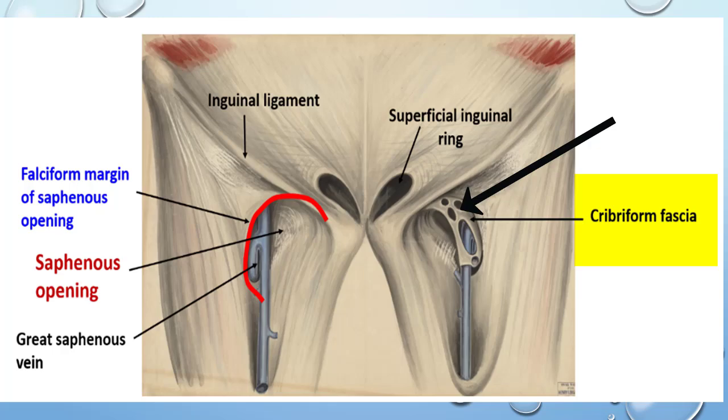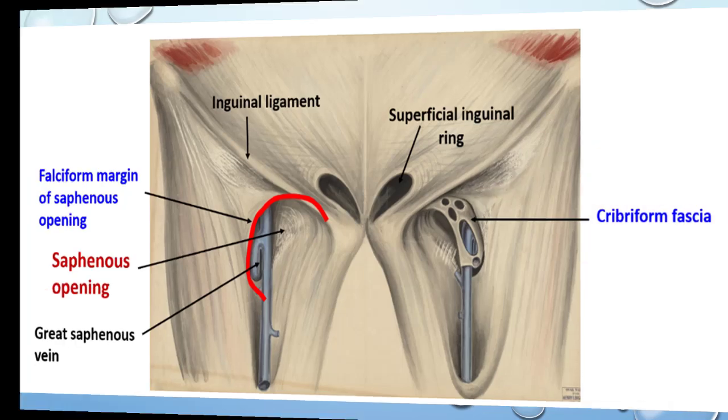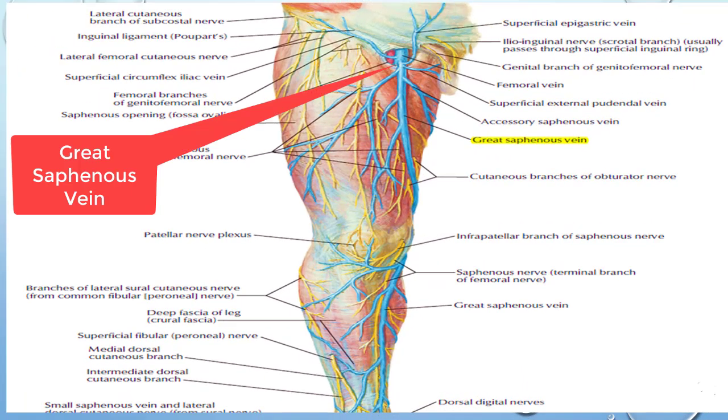This cribriform fascia is pierced by the great saphenous vein, as the name saphenous opening indicates. The great saphenous vein is the longest vein in our body. It is a superficial vein of the lower limb. You have to remember this point, that the saphenous vein is not a deep vein.